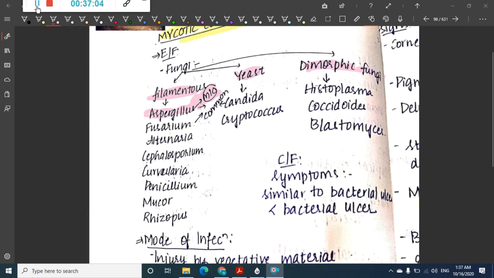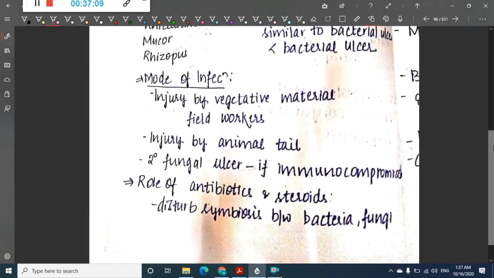The clinical features are similar to that of bacterial ulcer. As for the mode of infection, it is caused by injury by vegetative matter in field workers, or injury by animal tail. These can lead to fungal corneal ulcer. The role of antibiotics and steroids is also implicated. Sometimes secondary corneal ulcer can occur in immunocompromised individuals.